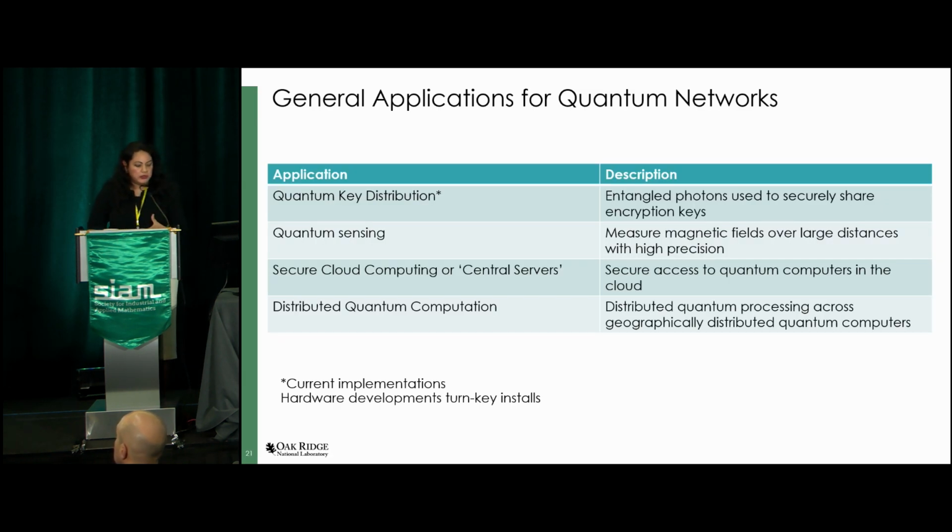General applications of quantum networks. I always think about how my work is going to have an impact on the average person, so thinking about the applications that the quantum network is going to be used for is the first thing. Quantum key distribution is what everybody is doing. Whoever starts with a quantum network will first do quantum key distribution, where you're securely sharing encryption keys. Quantum sensing is something the scientists are interested in: magnetic fields over large distances with high precision. And distributed quantum computing, so actually connecting geographically distributed quantum computers. Quantum computers are expensive, so we cannot imagine that one lab will have access to all of these.